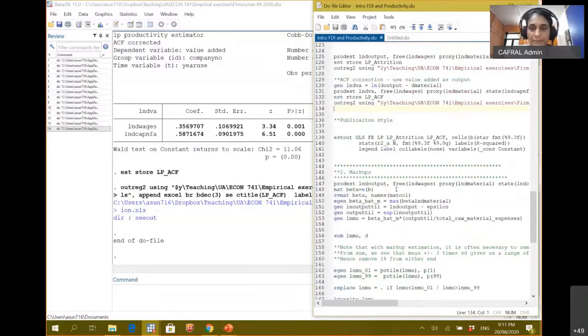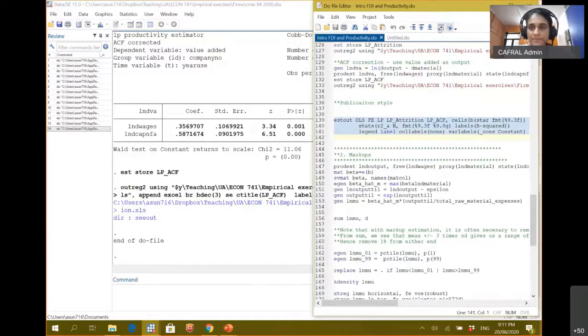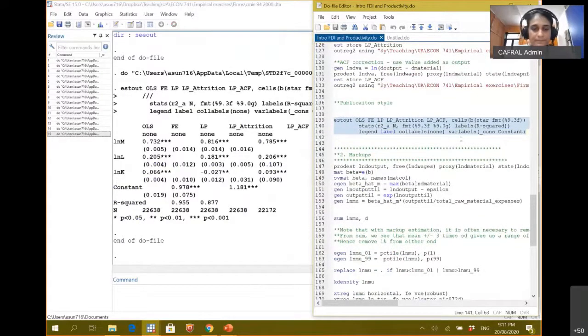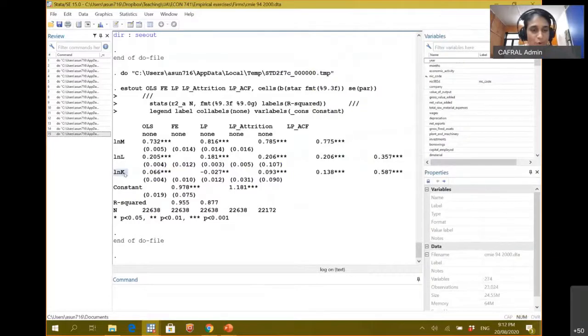All right, so let me compare all of these. Ideally, if you cut and paste this somewhere, you will get a nice neat table that you can use. But let's compare these capital coefficients. You can see how, as you get better and better with your estimation strategy, you get higher and higher capital coefficients. And that is exactly what you want, because you're correcting for simultaneity bias on the capital coefficient beta K.